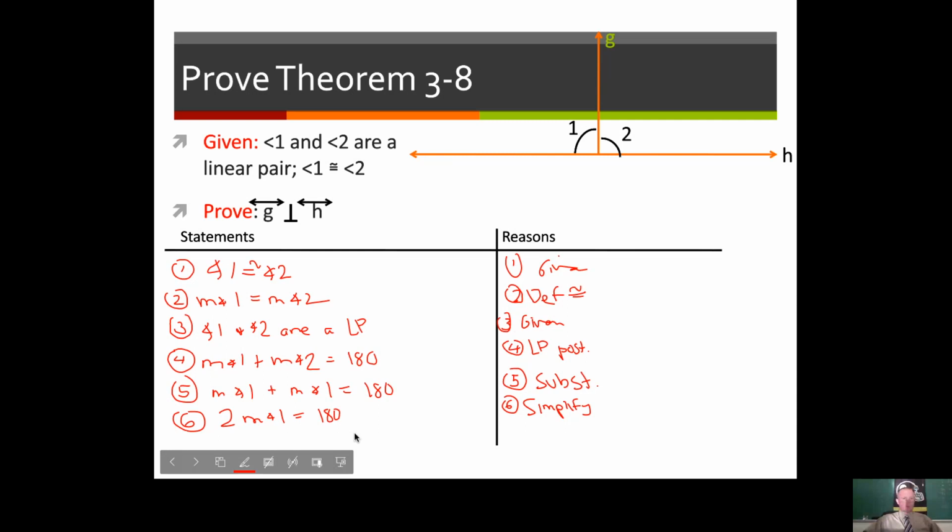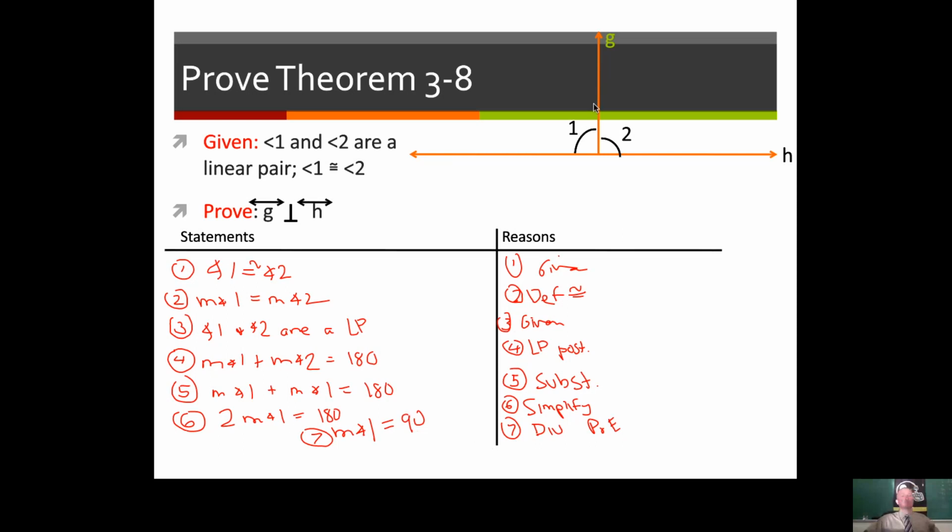I'm getting kind of tight for space here. I don't want to accidentally hit the wrong thing here. So I'm going to move over here. Step 7 then is going to be the measure of angle 1 is 90. What I did there was I divided both sides by 2. That's your division property of equality.